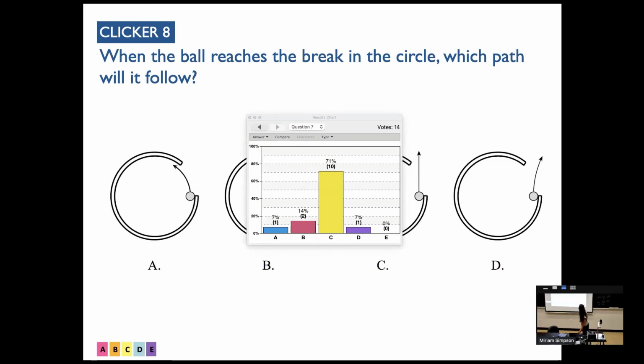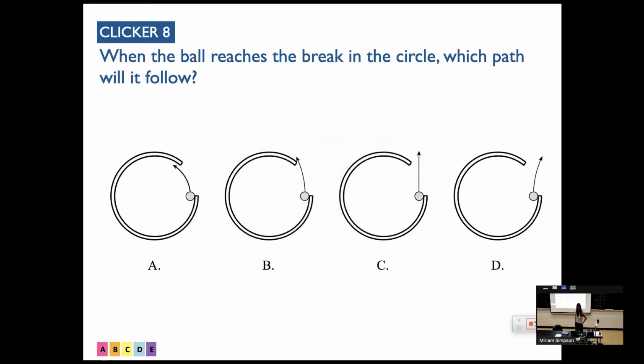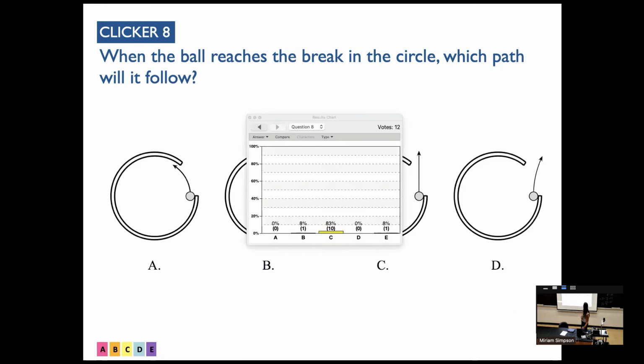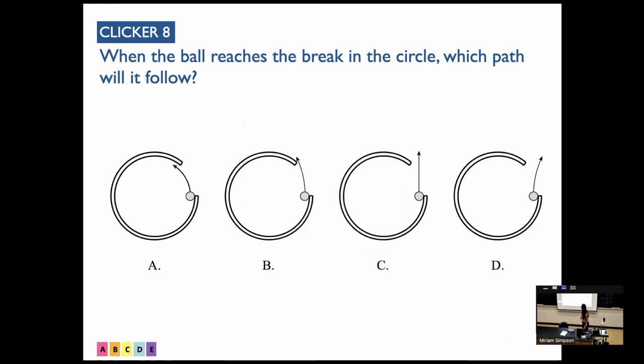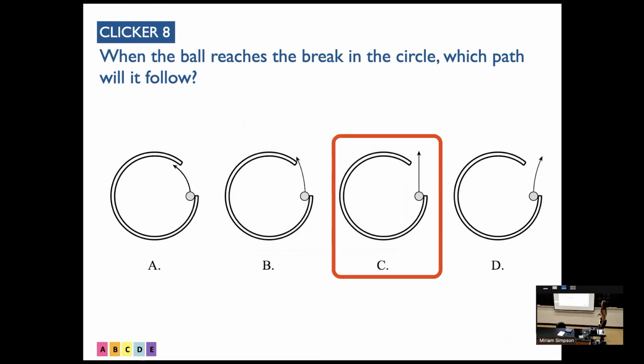Mostly C. Okay, please discuss. We'll vote again. Better. So, yeah, wait, we're going to actually do that now. That's what we usually do. So, the answer is C.